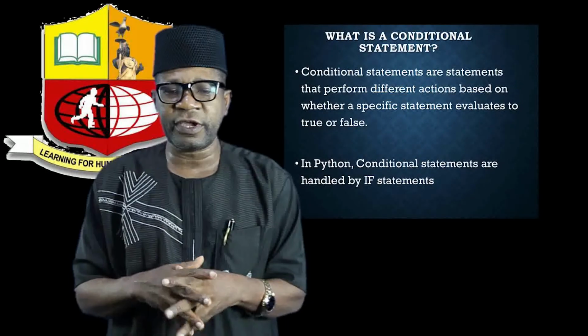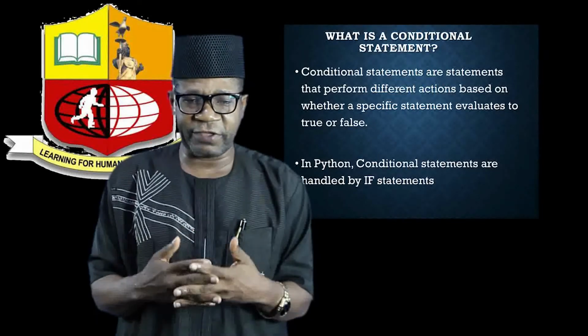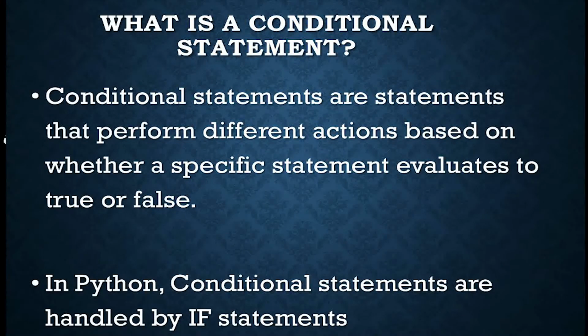So in computer science, we are interested in programming, and there are so many programming languages. As I said in the first class, today is Python programming. So I was going to talk to you about conditional statements. I'm still on slide 1. So what is a conditional statement? Conditional statements are statements that perform different actions based on whether a specific statement evaluates to true or false.